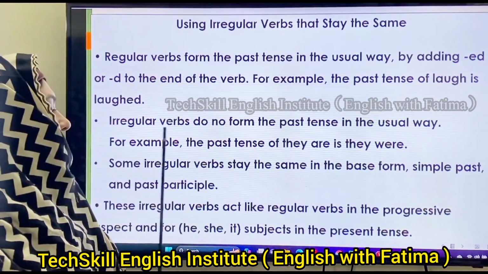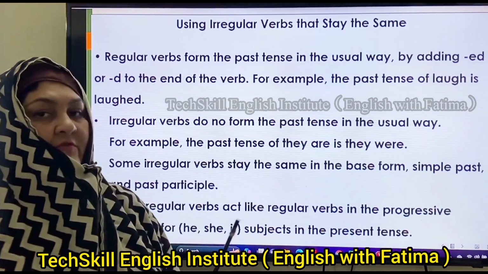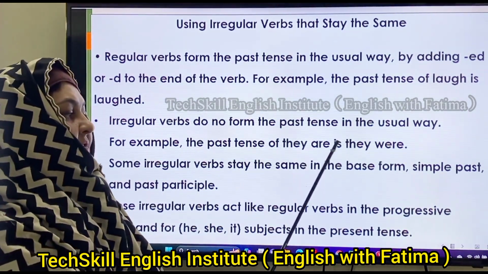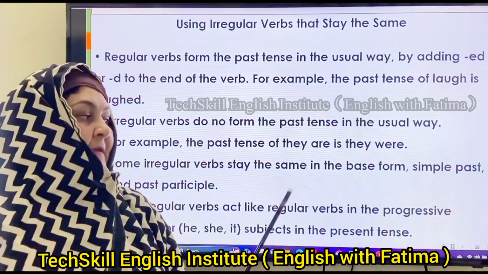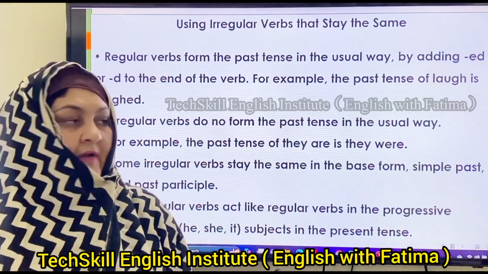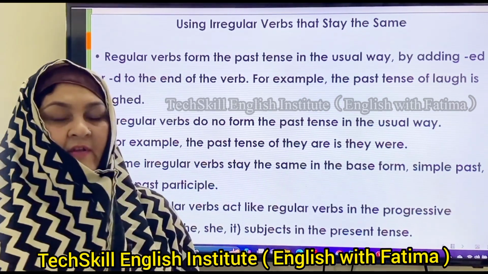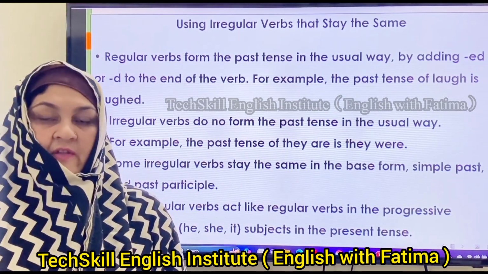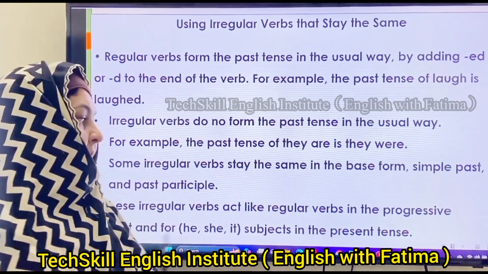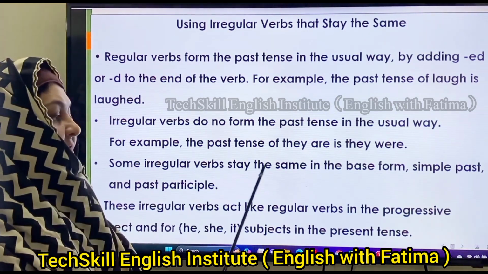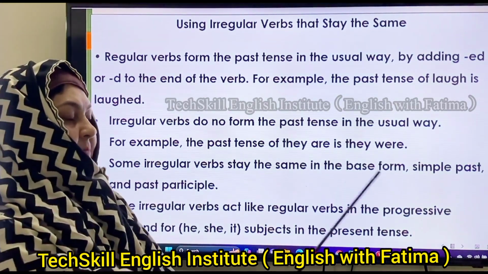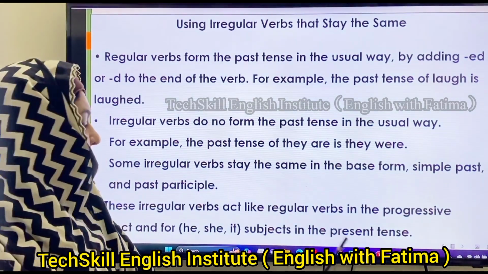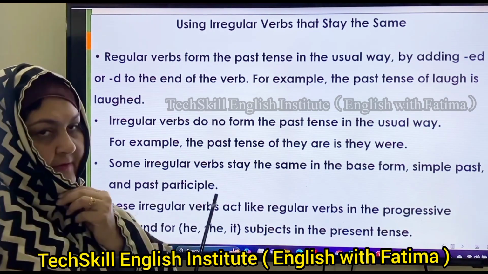Irregular verbs do not form the past tense in the usual way. For example, the past tense of they are is they were. So we are not adding ed over here. We totally change the spelling, and sometimes there is no change in the spelling. Got it? Some irregular verbs stay the same in the base form. Base form means present form, the actual form without ed, and simple past participle also.